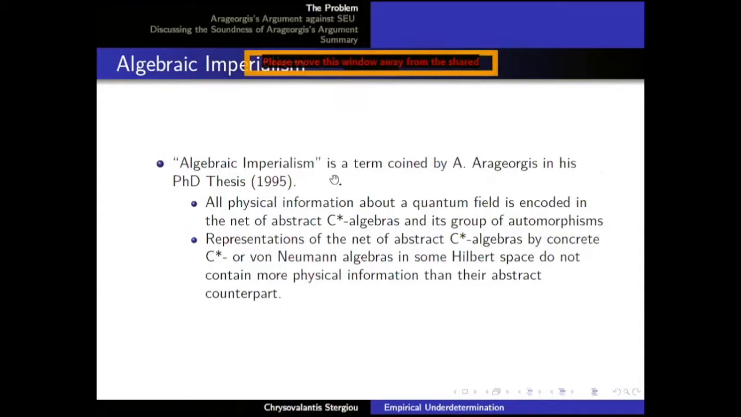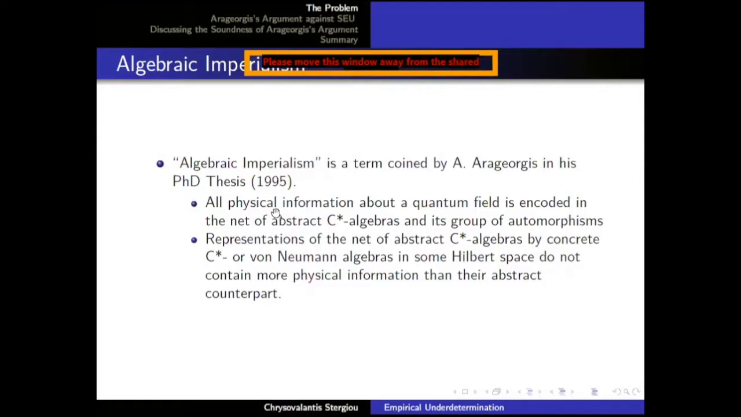This is a term coined by Aristidis Arageorgis in his PhD thesis in 1995, and this is also recognized by Laura Ricci and other people who work in the field. I mean, Laura has written that in her book, Interpreting Quantum Theories. And algebraic imperialism is the stance that most physicists had in the early days of algebraic quantum field theory. And it has a positive and a negative content.